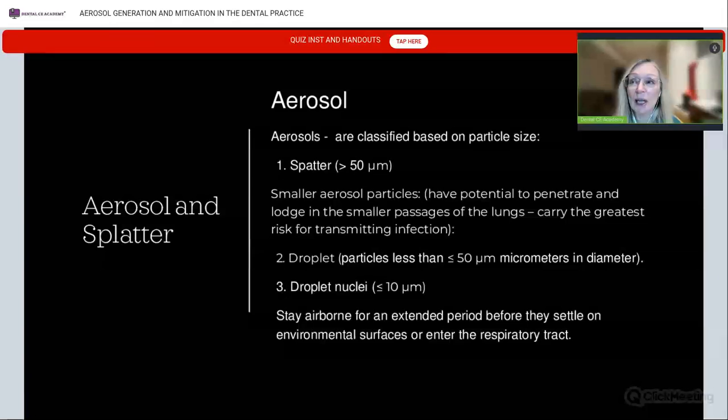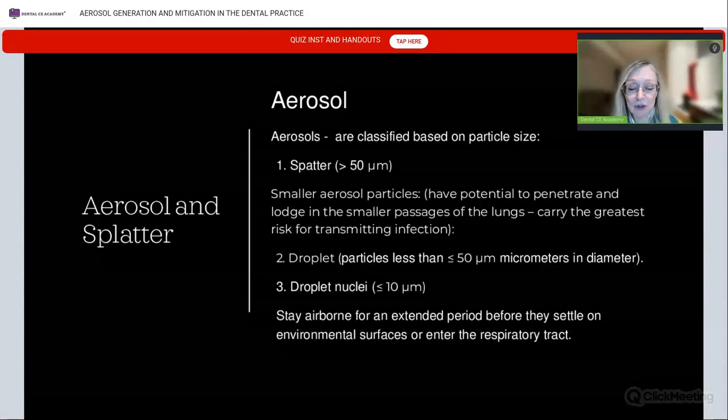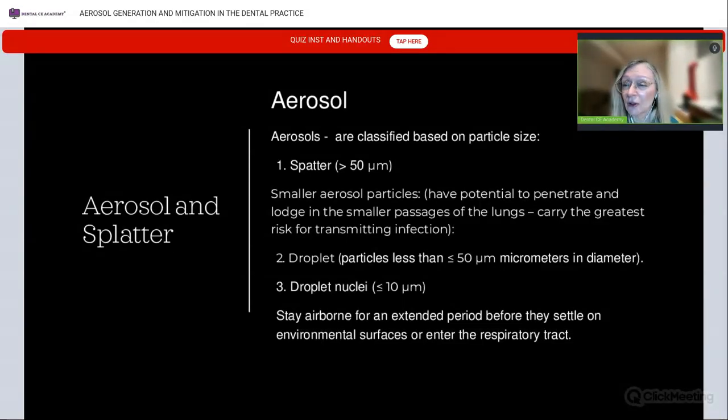Now, droplet nuclei are the evaporated droplets. So those are less than or equal to 10 microns in diameter, so very light in mass. And they also can hang around in your operatories for quite a few hours, and eventually they're going to land somewhere, but also very light in mass. So they'll settle on an environmental surface, or they may enter your respiratory tract.